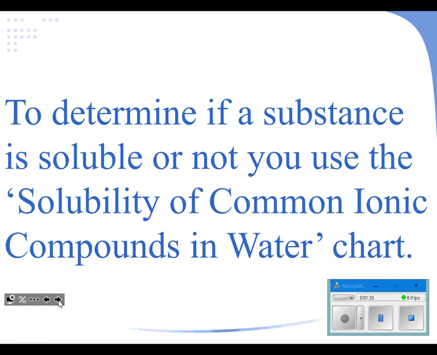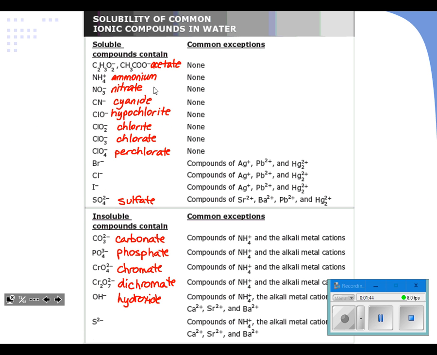To determine if a substance is soluble or not soluble, you will use the solubility of common ionic compounds in water, and you'll use the chart that's on the back of your periodic table. So this is what we have on the back of our periodic table. This is acetate, this is ammonium, this is nitrate. Remember, all these polyatomic ions are listed also on the back of our periodic table right next to it.